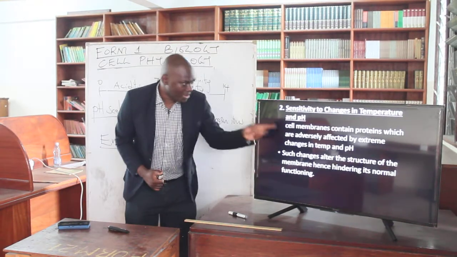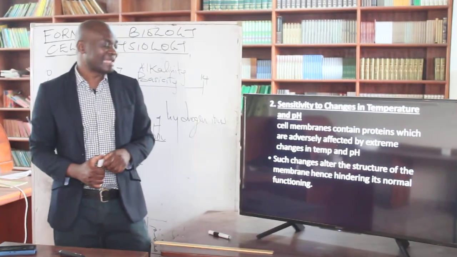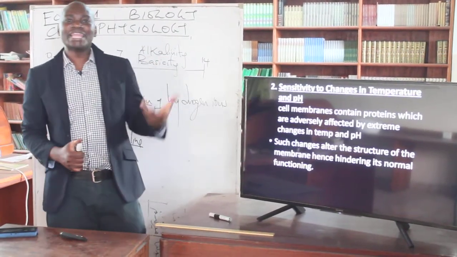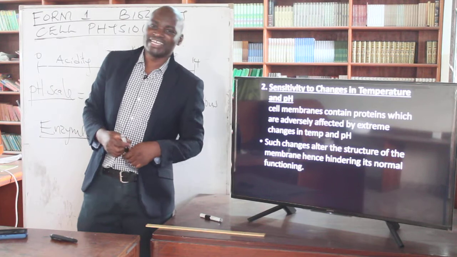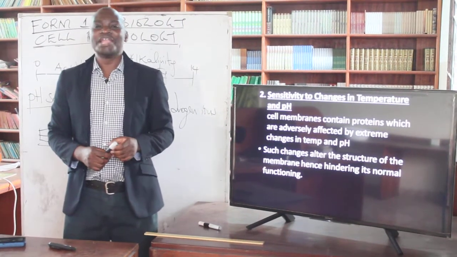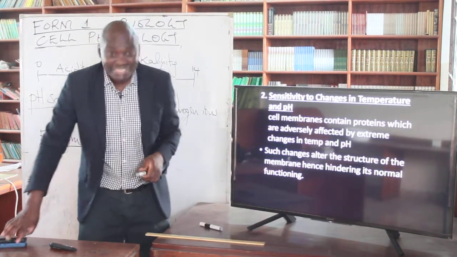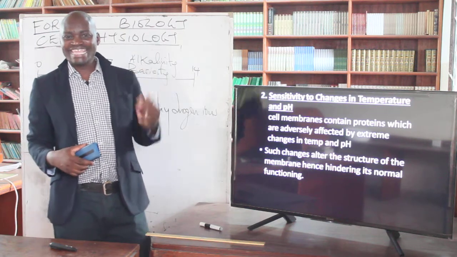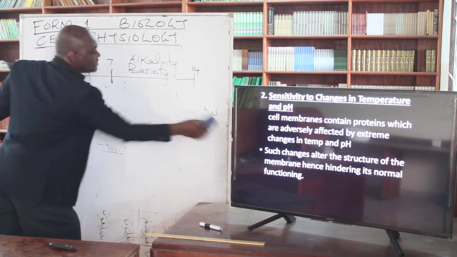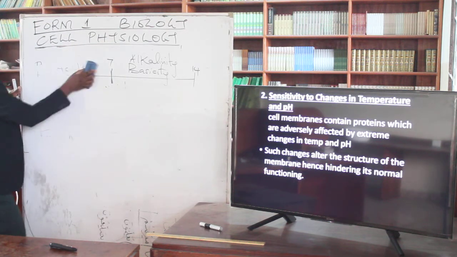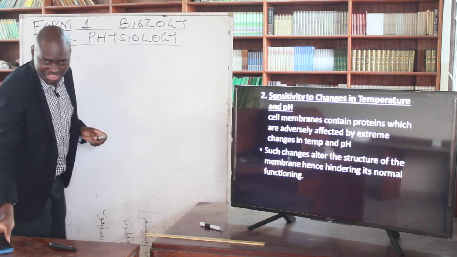So moving back to our point number 2, which is sensitivity to changes in temperature and pH, we are saying that the cell membrane contains proteins which are adversely affected by extreme changes in temperature and pH. Such changes alter the structure of the membrane, hence hindering the normal functioning. So we have understood what pH is, but let us now go a step ahead. What will happen when the pH changes?